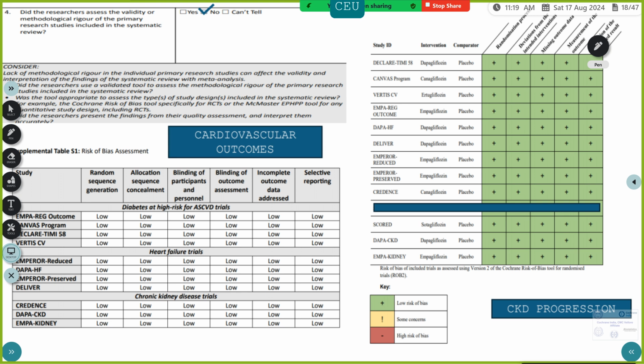In the risk of bias table, we will look at whether they were randomized, allocation sequence concealment, blinding of participants and outcome assessors, and reporting. And based on the strengths of how they've done these in individual trials, we attribute whether they are at low risk of bias, or whether there are some concerns, or whether they are at high risk of bias. If we look at this risk of bias table from those two systematic reviews, they are all at low risk of bias.